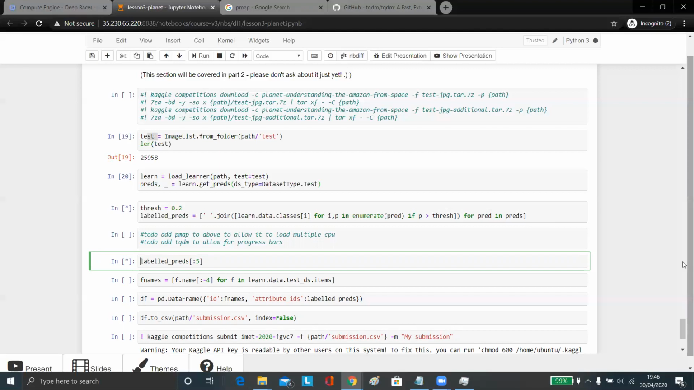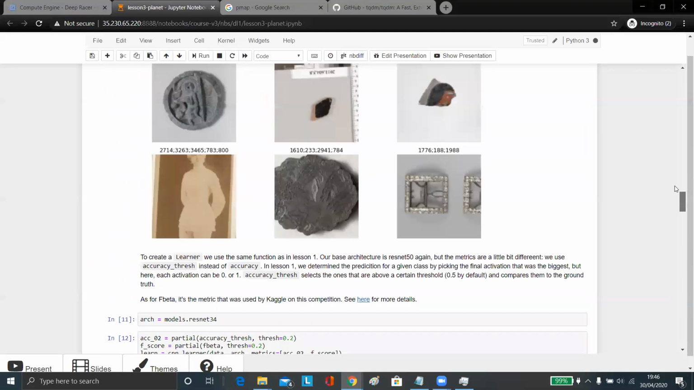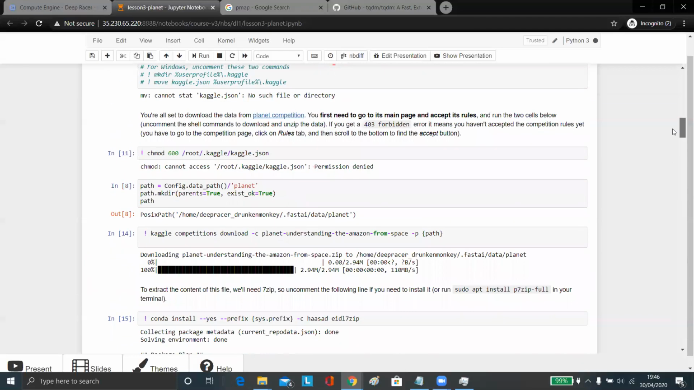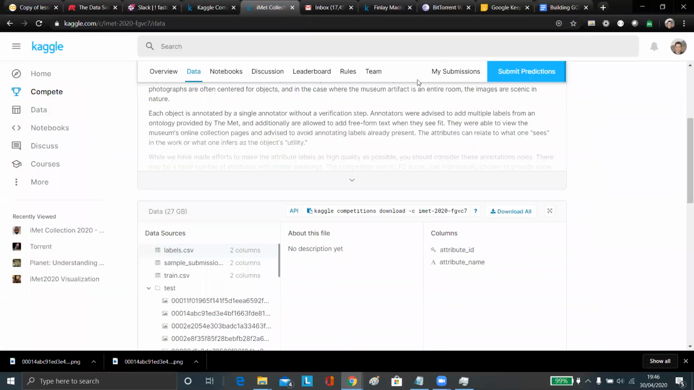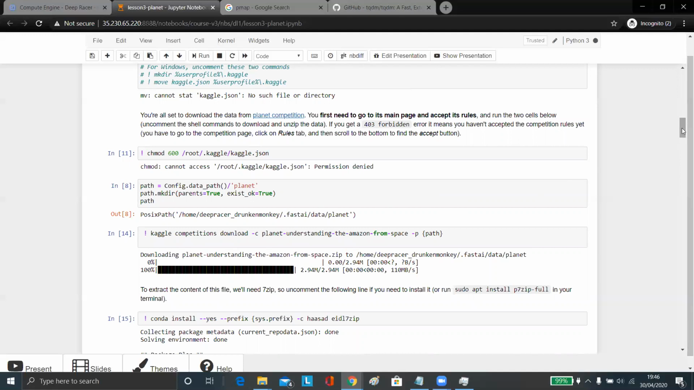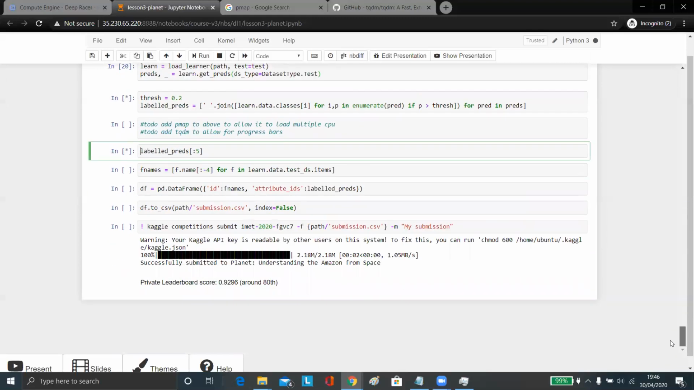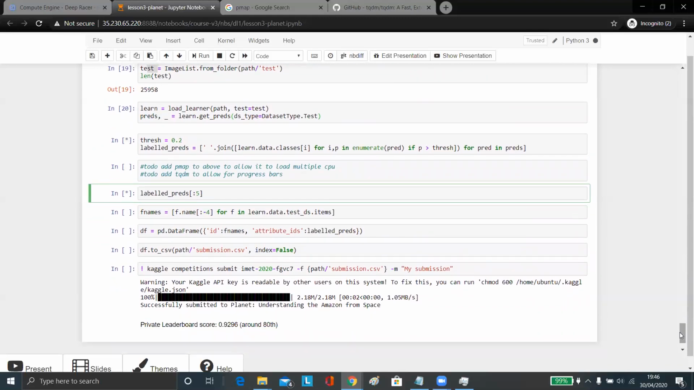The bit at the top here, where the loading of the Kaggle dataset just basically needs your key. So the Kaggle competitions download. This one was the Amazon from Space one, but if you'd substituted this piece of API code, that would have done the download for our data set. Then it's just a case of unzipping it. They've really made it kind of easy, to be honest.